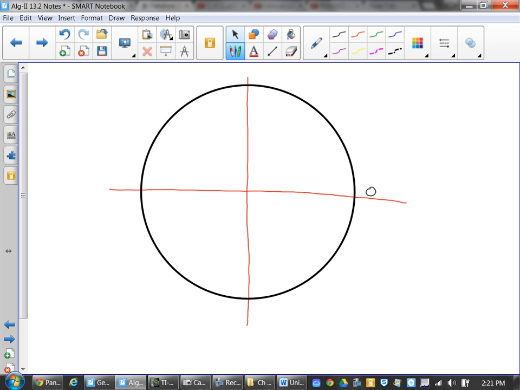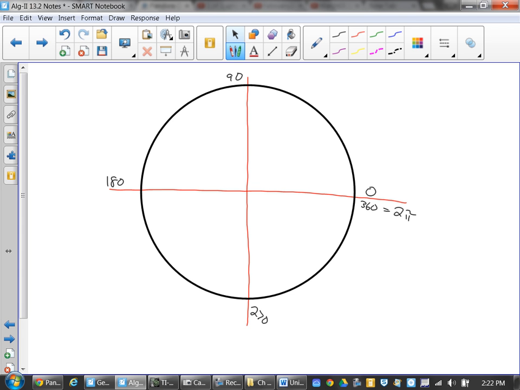I start at 0. This is 90 degrees, 180 degrees, 270 degrees, and then 360 degrees. Everybody's okay with that, right? If I say that the circumference of a circle, the distance going around the circle, is 2 pi, that means 360 degrees would have to equal 2 pi in radians, because it's going all the way around.